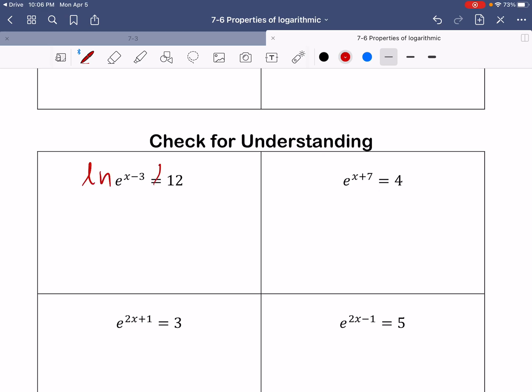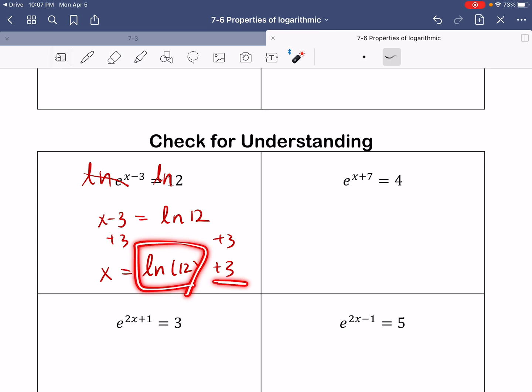Natural log on both sides. So you will get what? x minus 3 equals natural log of 12. And if you add 3 on both sides, you're going to get x equals natural log. Let me put parentheses so that I don't accidentally add these two numbers. Because this 12 belongs to the natural log and this plus 3 is just outside of it. Okay. Try this question by yourself.